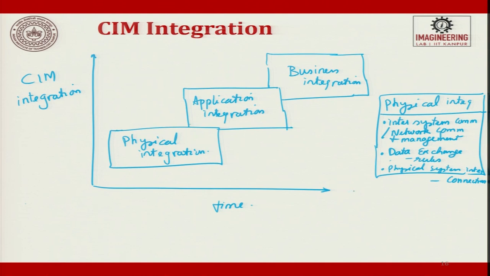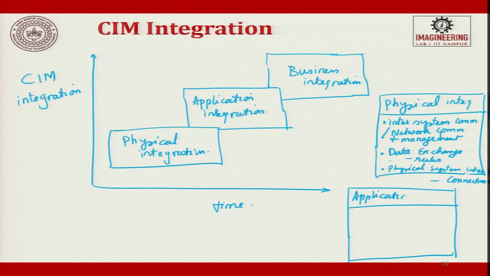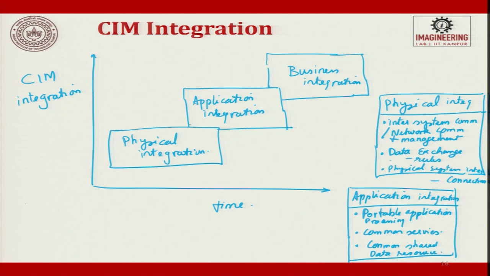Next let us see what all happened in application integration. Portable applications came into existence. Today you look at the Wi-Fi we are enjoying, these are all portable application processing. In a smartphone, these are all application oriented, and the enjoyment of the smartphone could happen only because of this application integration. Then we also have common services, and the last one is common shared data resource. These are the things which are under application software.